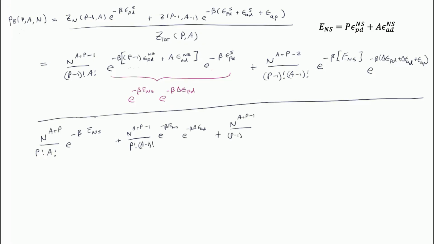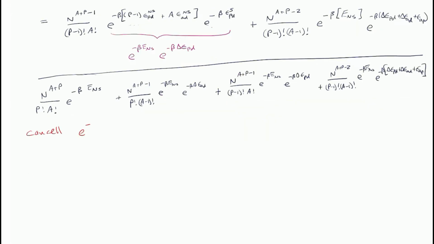Again, a combinatorial factor and the relevant Boltzmann factors. Each term you can see has an e to the minus beta ENS. The last term I'm writing now is the same as the last term in the numerator. And now we see that we can cancel e to the minus beta ENS in every term.